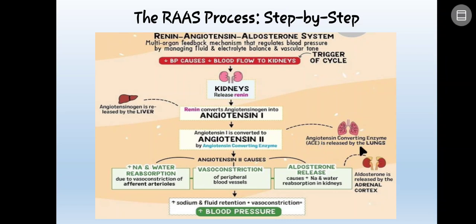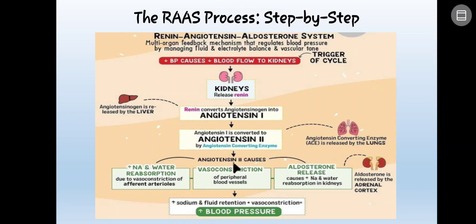We call it angiotensin converting enzyme, which converts the angiotensin 1 to angiotensin 2. Now, this angiotensin 2 is a potent vasoconstrictor, meaning it has the ability to constrict your peripheral blood vessels. And once your peripheral blood vessels are constricted, there is going to be an increase in systemic vascular resistance.